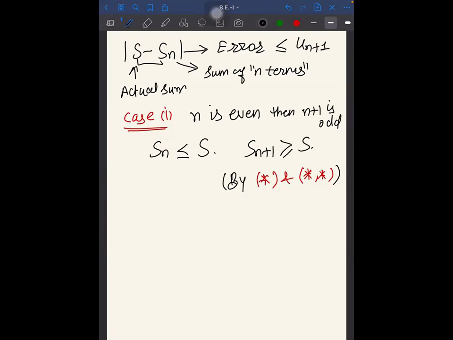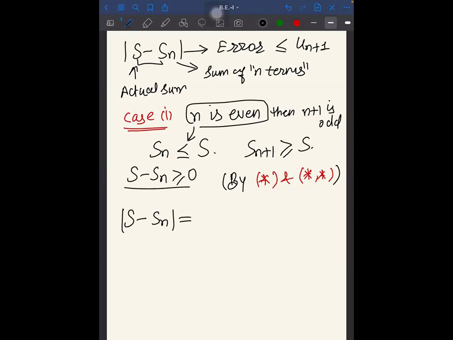So now you consider S minus Sn. So since S minus Sn is greater than or equal to 0, n हमारा even है, तो यहां से हमने ये चीज निकाली और यहां से ये चीज है, S minus Sn is greater than or equal to 0. So मॉडुलस पे कोई साइन का फर्क नहीं पड़ेगा ना, मॉडुलस would be as it is. Why? Because it is a positive quantity, है ना? Right? Okay, so further it is less than or equal to Sn plus 1 minus Sn.